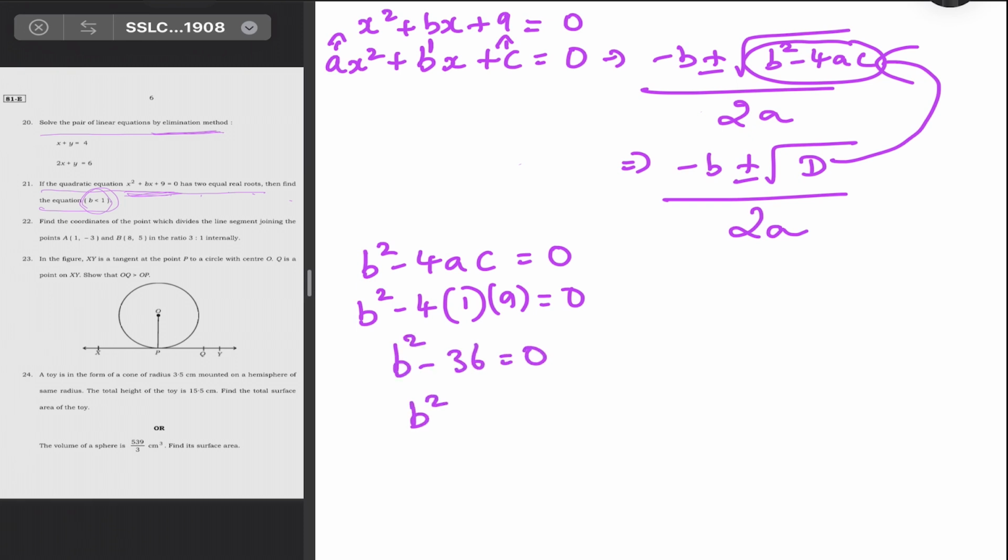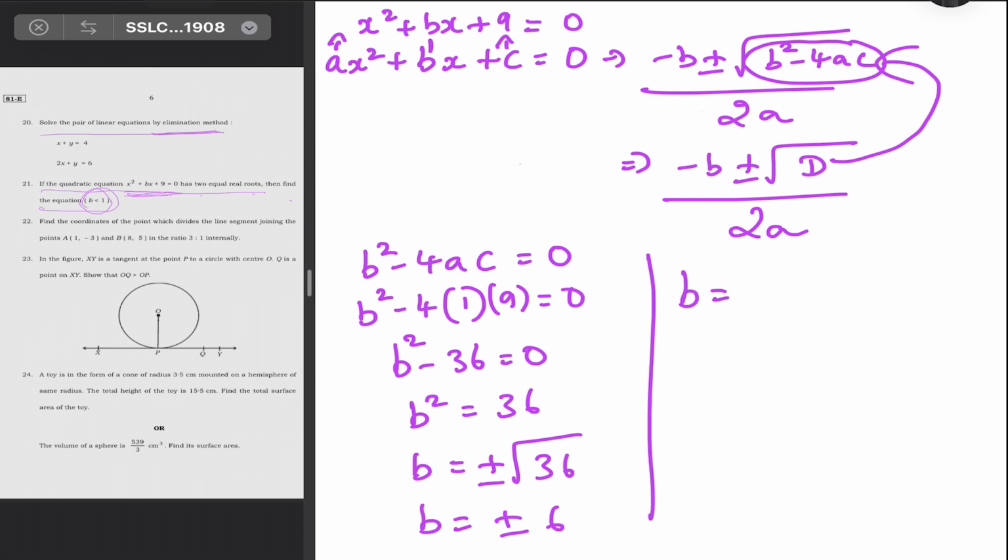b square is equal to 36. That is b is equal to plus or minus root of 36, that is plus or minus 6. That is b is equal to plus 6 or minus 6. This is ruled out. We have to consider this answer, b is equal to minus 6.